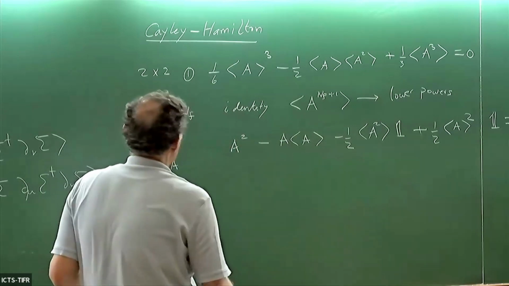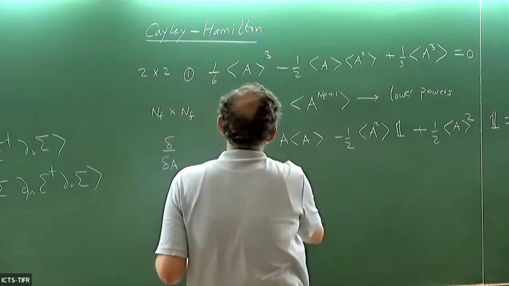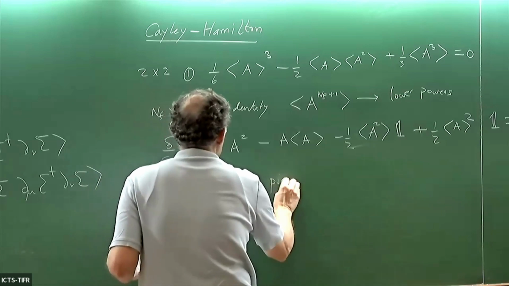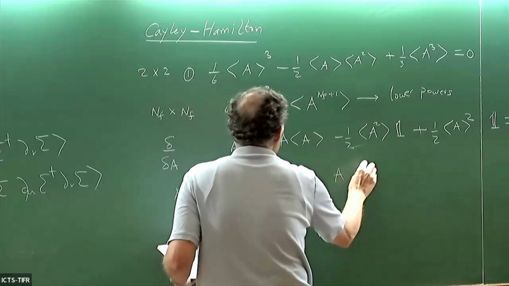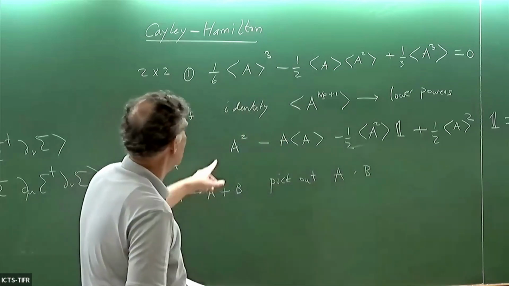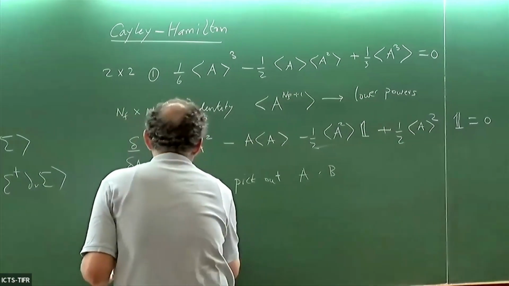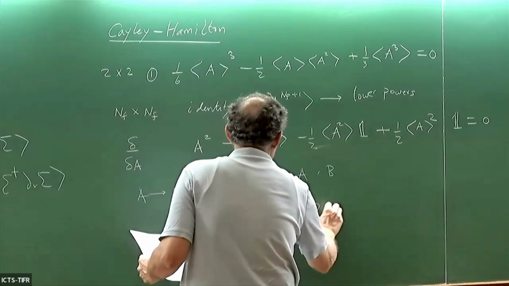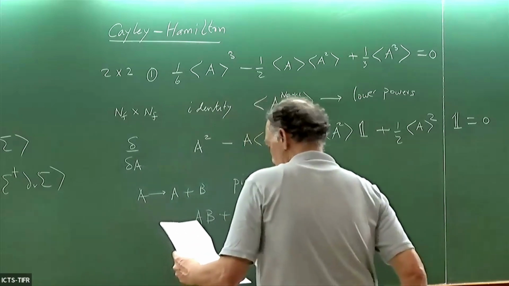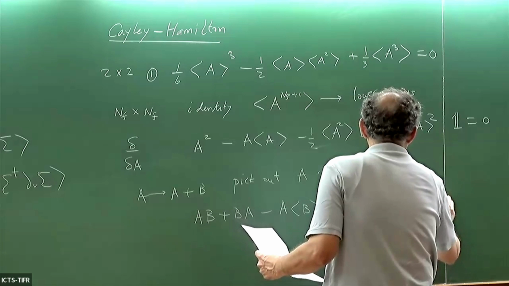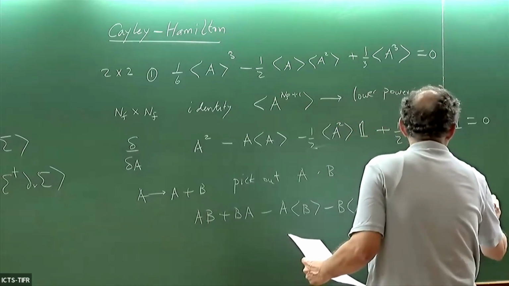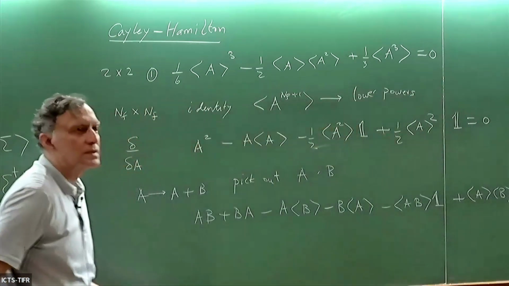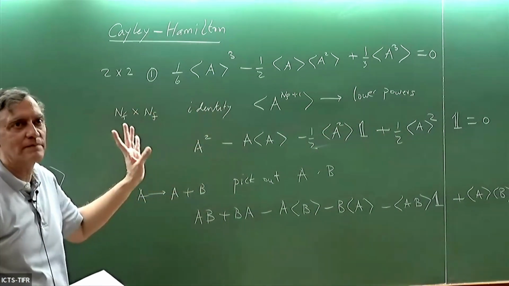Now this thing started with cubic terms, so this one has quadratic terms. And then what you do is you let A go to A plus B and pick out the terms which are A times B. Mathematicians call this taking the polarization of this formula. What it tells you is that AB plus BA minus A trace of B minus B trace of A minus AB trace of 1 plus trace A trace B times 1 is equal to 0. This is true for any two 2 by 2 matrices A and B, just an identity.